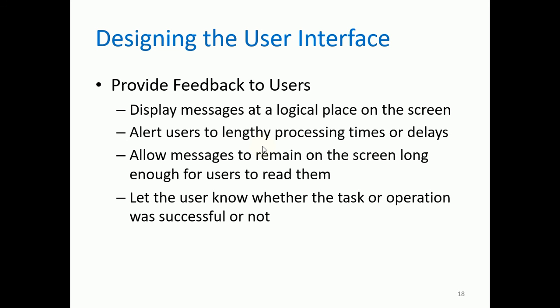So alert users to lengthy processing times or delays. Sometimes they display buffering or the progress bar, showing how many percent has already progressed. And then allow messages to remain on the screen long enough for users to read them. So you have to consider how long the user will read the message, and then it will pop up, and then it will disappear or vanish. But there are other messages that will pop up and the user will just click OK after they have read what is the cause of that message.